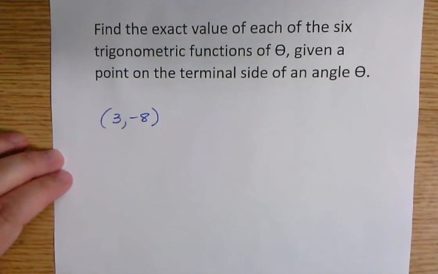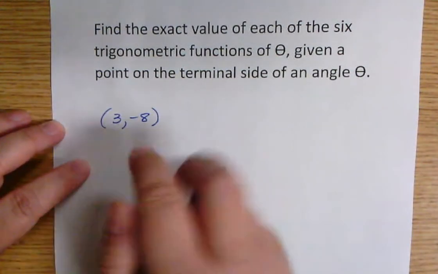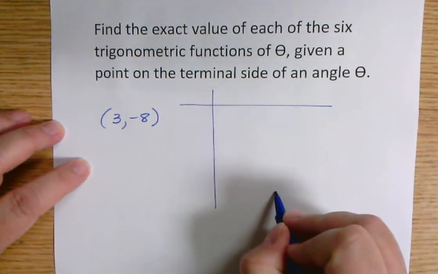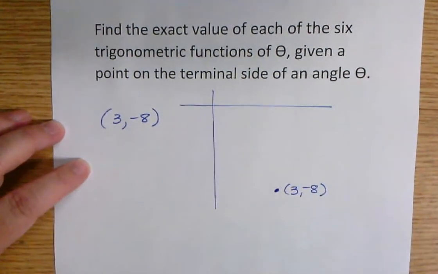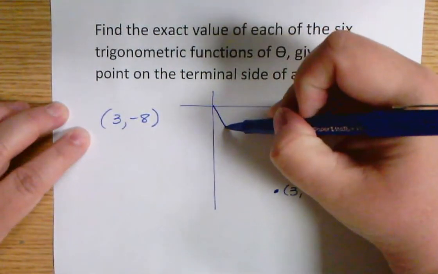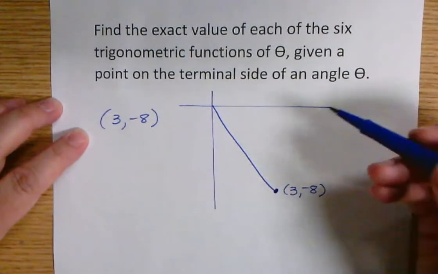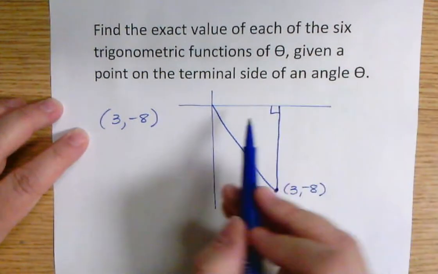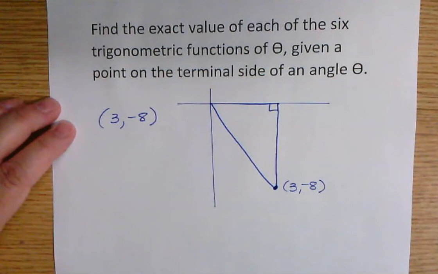So what you want to do is you want to sketch this point. You want to go ahead and figure out where would I graph that. So that's to the right and down. So really I'm in the fourth quadrant, 3, -8. Let's move over here a little bit. Just a rough sketch. Connect it back to the origin. And then from your point, go to the x-axis at the closest location, and that creates your right triangle. So what you're doing here is you're creating a right triangle given this point.